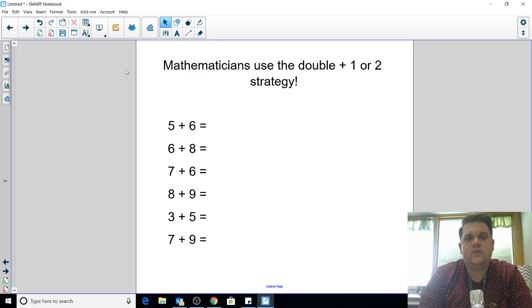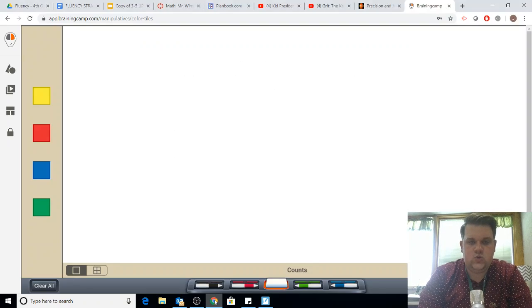I've put those problems here for us, and we're going to model these using Brain and Camp. So just watch and think about how you can use the doubles plus one or two strategy to efficiently and accurately solve these math facts. We're going to start with 6 plus 8 because we just did 5 plus 6 in our heads. I want to show you 6 plus 8 using tools.